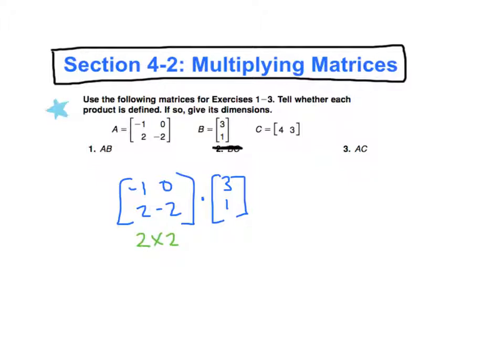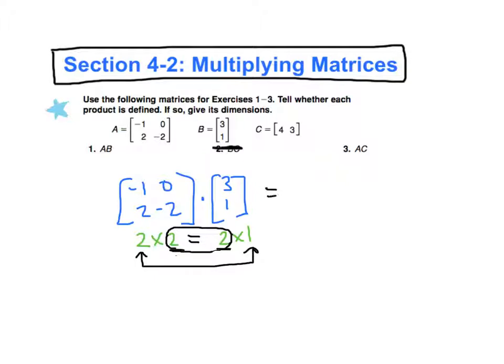So this is a 2 by 2, this is a 2 by 1 matrix. A way to tell if it's defined is if the number of columns in your first matrix is equal to the number of rows in your second matrix. If that is so, then yes, it is defined. Let me just erase that. So yes, it is defined, and therefore our new matrix is going to be a 2 by 1.